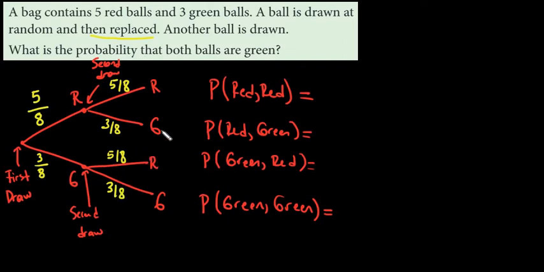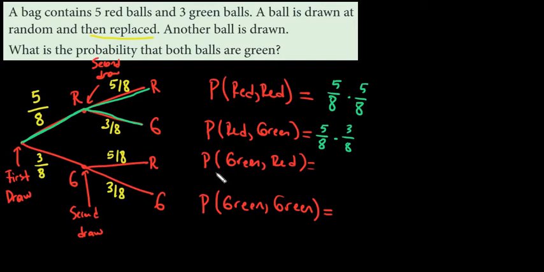Okay, now, what is the probability of getting a red ball in the first and another red ball in the second row? In the first, I want to get a red ball. In the second, I want to get also a red ball. So we just multiply these 2 probabilities. 5 over 8 times 5 over 8. The probability of getting a red ball in the first, but a green in the second. So that's going to be 5 over 8 times 3 over 8.